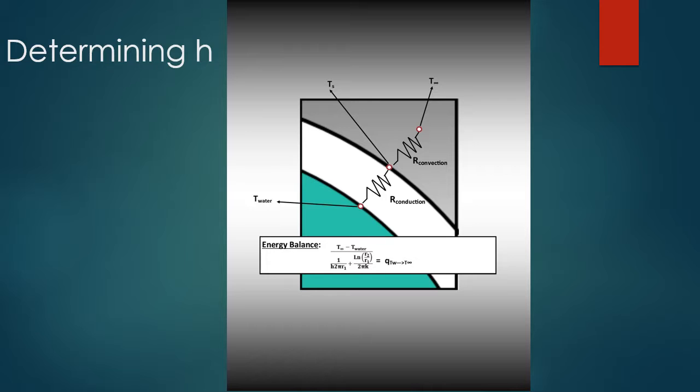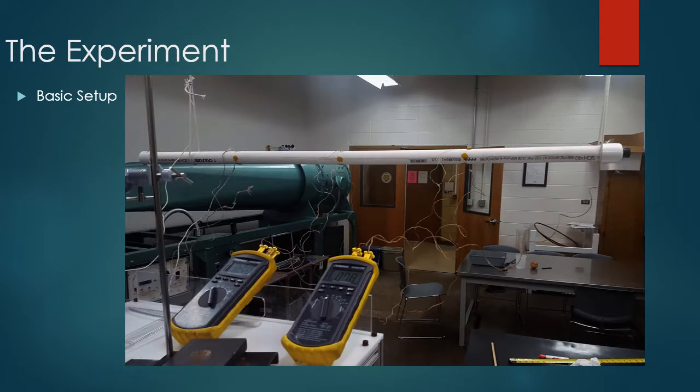The heat transfer from the inner surface to the air, consisting of conduction and convection, is as shown. The heat transfer from the inner surface to the outer surface, or just conduction, can be replaced by this. With this equation, we can then solve for H, which gives us this. Using thermocouples, we can obtain all of our temperature values. We know the inner and outer radii, and K is a material property. Now it's just a matter of gathering the data.